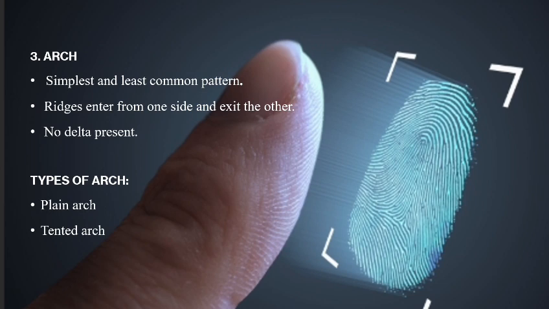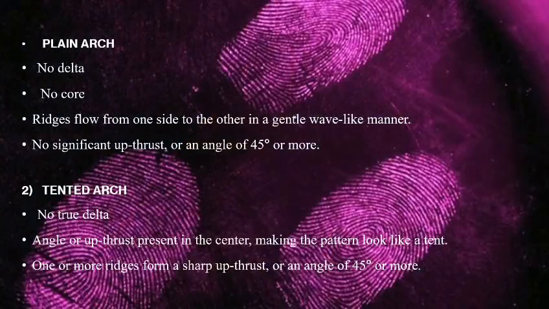Arc, simplest and least common pattern. Ridges enter from one side and exit the other. No delta present. Types of arc: plain arc and tented arc. In plain arc, no delta, no core. Ridges flow from one side to the other in a gentle wave-like manner. No significant upthrust or an angle of 45 degrees or more.